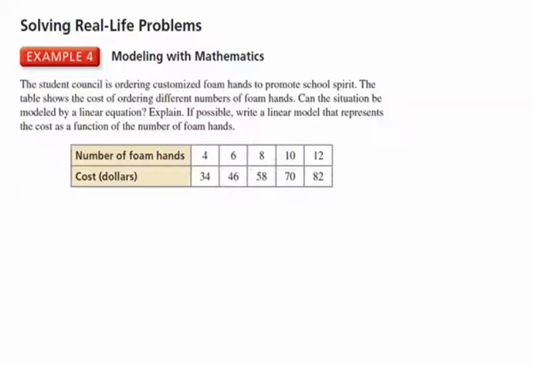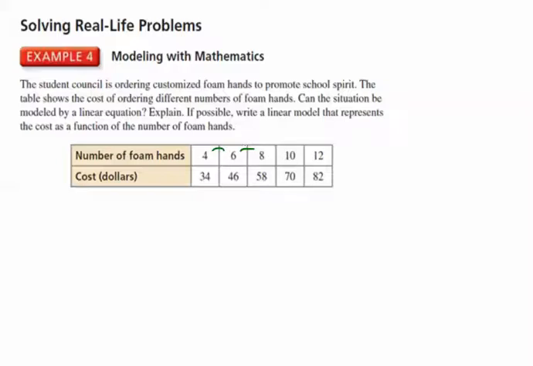The table shows the cost of ordering different numbers of foam hands. Can the situation be modeled by a linear equation? Explain. So this is the first thing that we want to look at. And how are we going to know if a table of values can be modeled by a linear equation? What we're looking for is that the slope between any pair of points is the same.